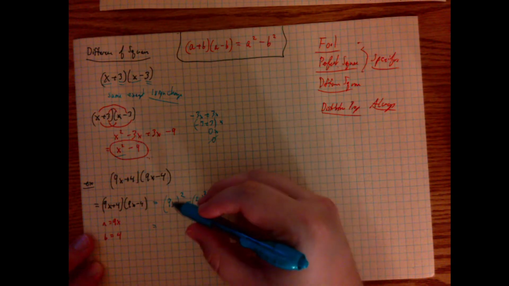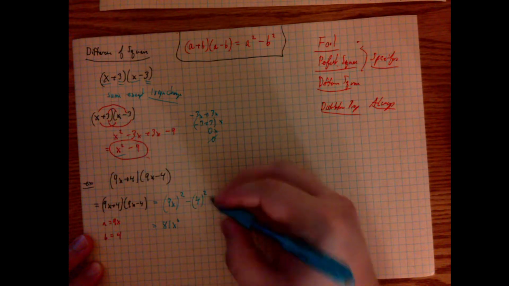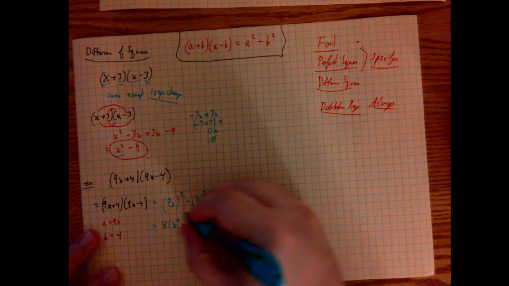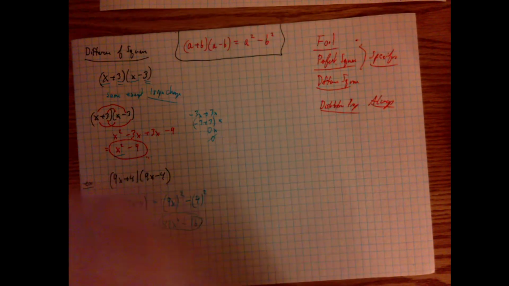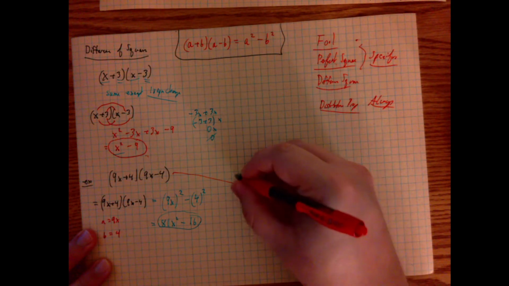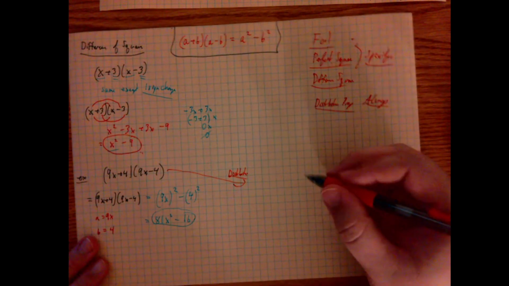But when we simplify, you take 9 squared is 81, x squared is x squared, minus 4 squared is 16. Much faster way of doing it. Again, I could do it with the distributive property, but it's going to take a lot longer.